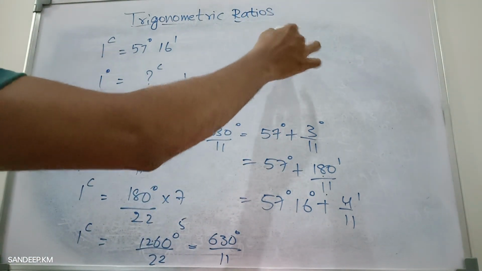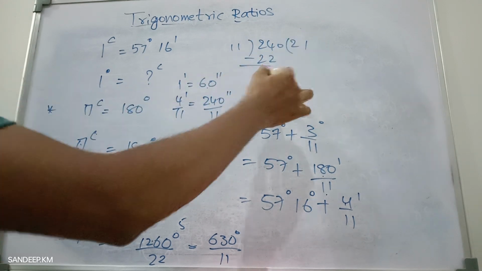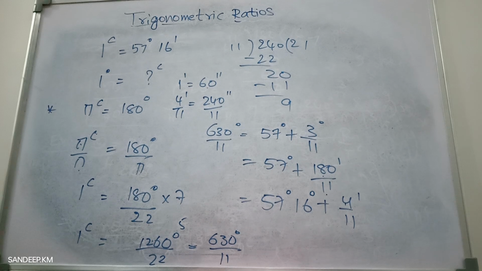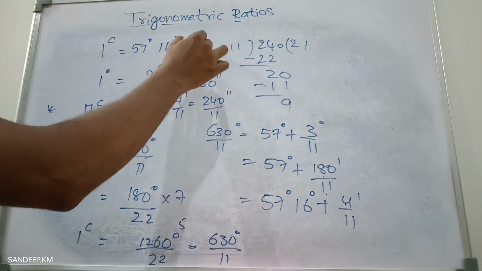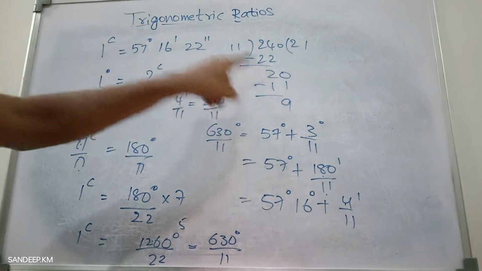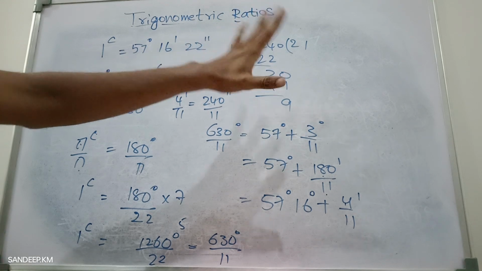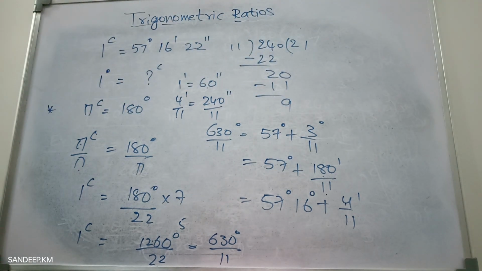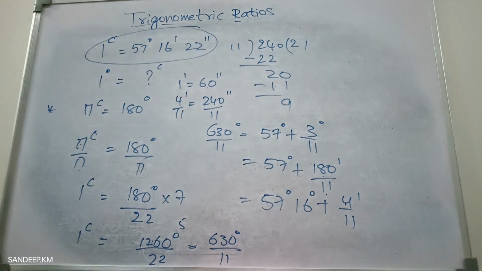So 240 divided by 11 means 11 2s are 22, 11 1s are 11, you will get a remainder 9, ignore it. So take this 21, or you can approximate it to 22 seconds, because you will get 21 plus 9 by 11. That means what? 21.8 or something. So let us approximate it to 22 seconds. Therefore, dear students, 1 radian is equal to 57 degrees, 16 minutes, 22 seconds.